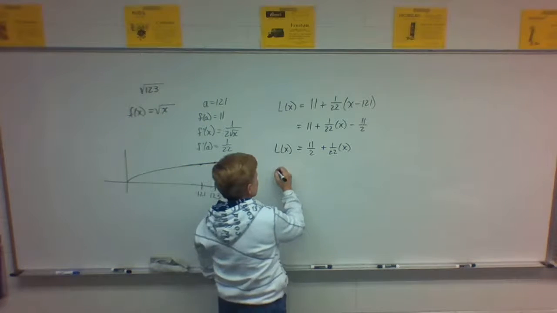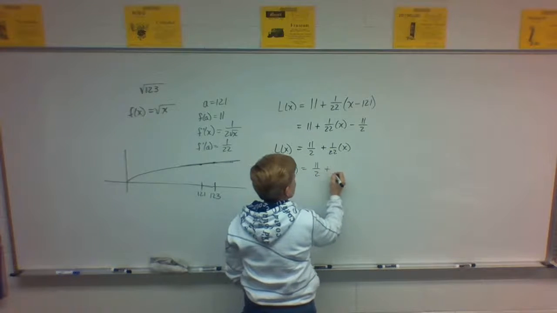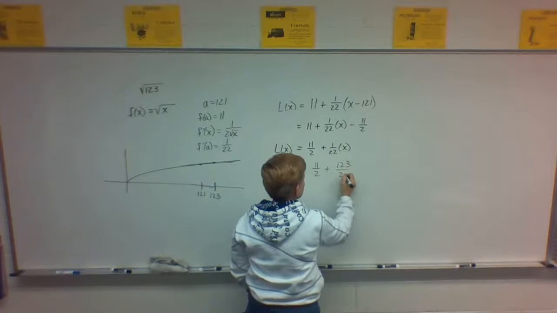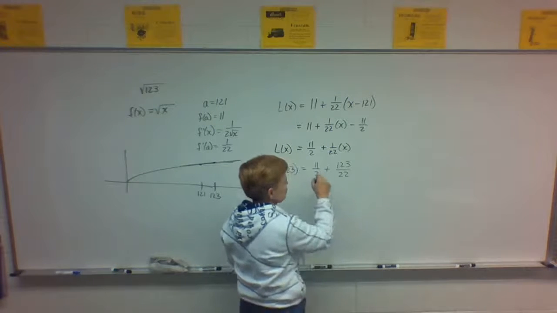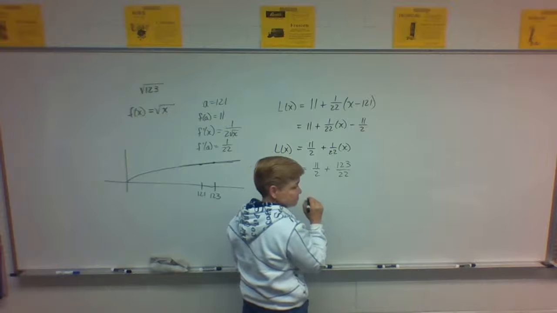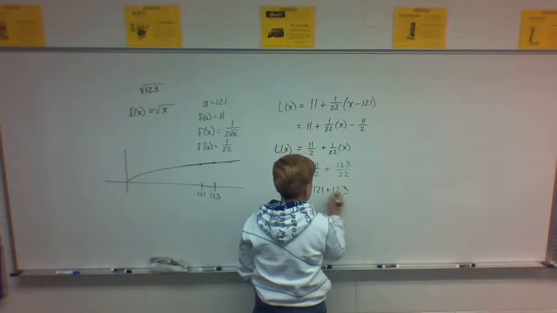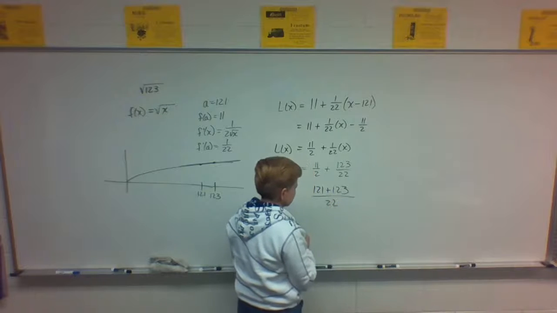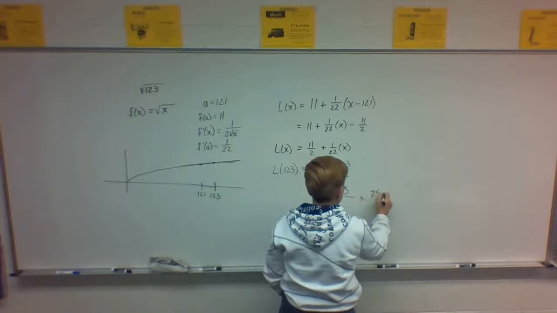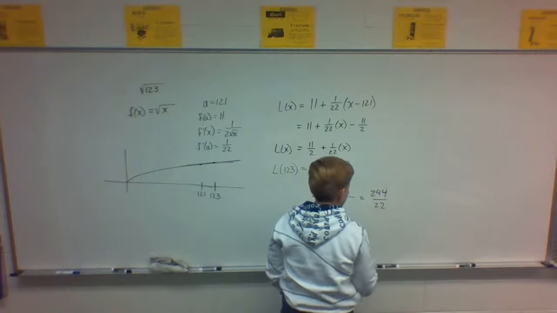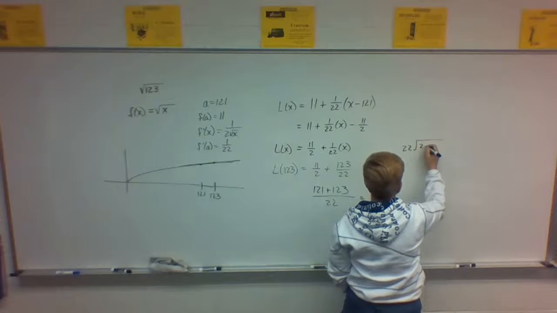Right. Okay, so I'm going to do L of 123, and that will be 11 halves plus 123 over 22. And they were very good at fractional arithmetic. I'm going to take that back to 121 over 22 so I can add it. That's 244 over 22. I'll keep doing it without a calculator. They were very good at this.